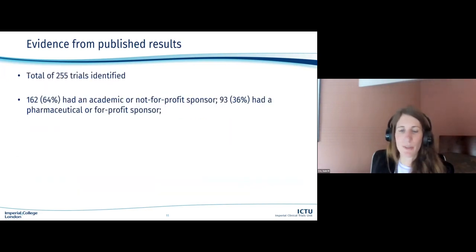But let's look at our results here. So in this review, we had a total of 255 trials that were identified and reviewed as eligible. Now, of these, 64% had an academic or not-for-profit sponsor, and 36% had a pharmaceutical or for-profit sponsor. So there was a good mix of sponsorships here.